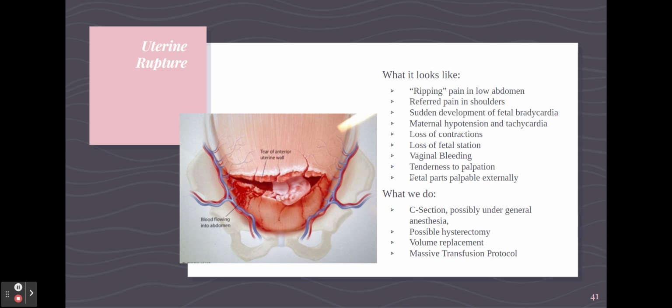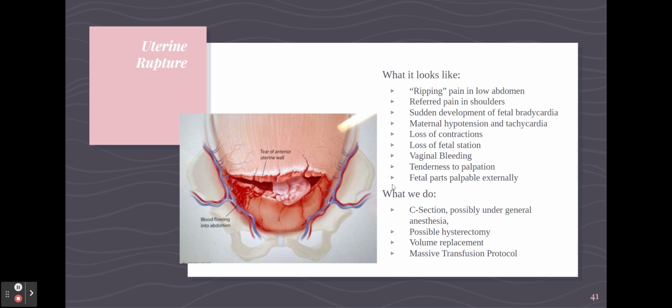So what you would do about that is, this is a crash C-section, probably under general because you don't have time to sit up for spinal or an epidural. If there's an epidural and it's working adequately, you might use that, but typically it's not going to be enough anesthesia. They probably have to put mom to sleep and intubate her. Possible hysterectomy if the uterus cannot be repaired, to prevent massive hemorrhage.